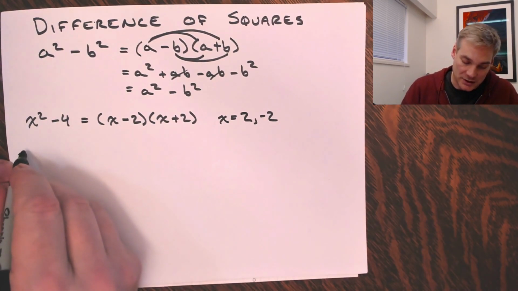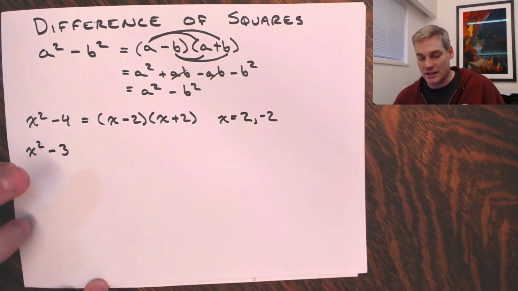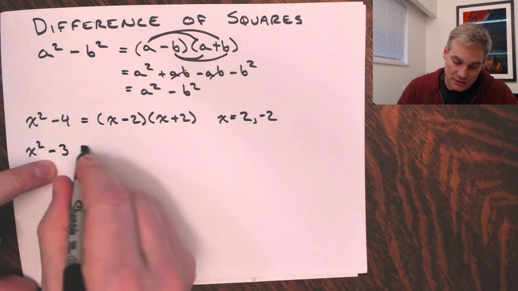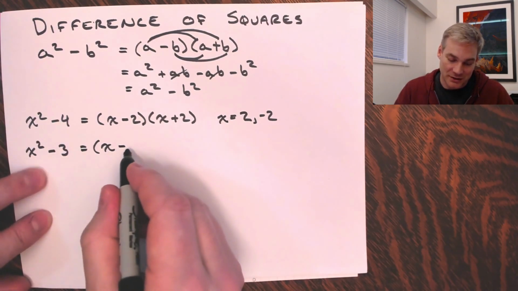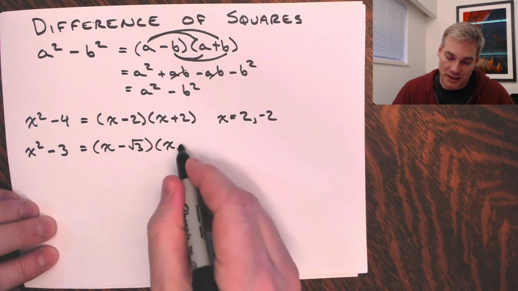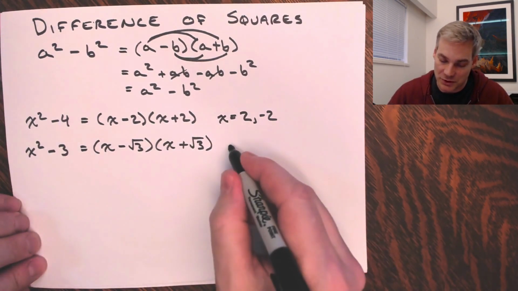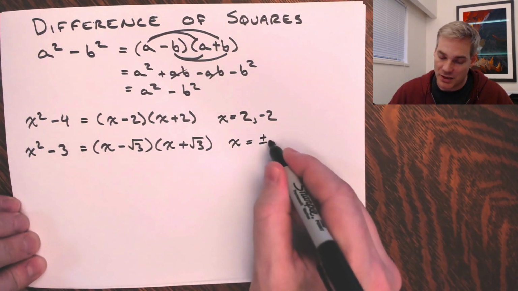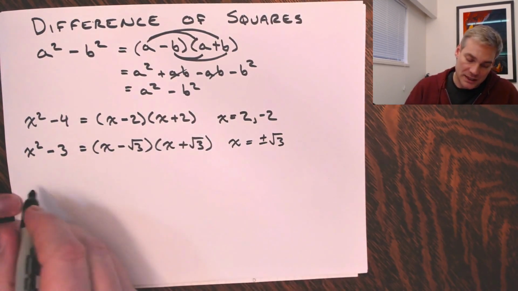What if we had something like x squared minus 3? Okay, it looks the same, but 3 is not a perfect square. So how would we solve this? Well, we can solve it the exact same way, but what is the square root of 3? Well, it's the square root of 3. And then we multiply this, and then we add the square root of 3. Perfect. We just found our difference of squares and our roots are going to be equal to plus and minus the root of 3.